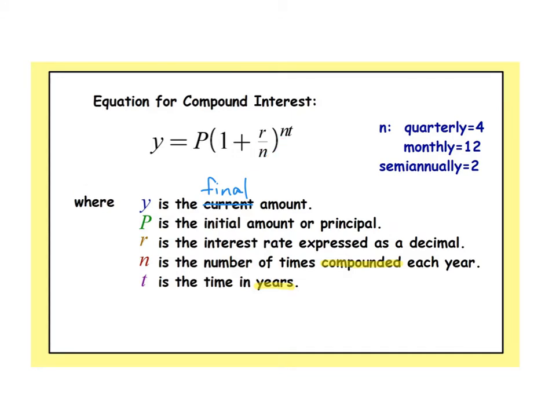Okay, so what is n? n is the number of times compounded each year. So if it's compounded annually, that means one time. Semi-annually means twice, you're going to get paid every 6 months. Quarterly means 4 times a year. Monthly would be 12 times a year. And of course, if it was daily, it'd be 365. So in the problem, you're going to have to be told how it is compounded, and you would choose the correct number to substitute in for n.